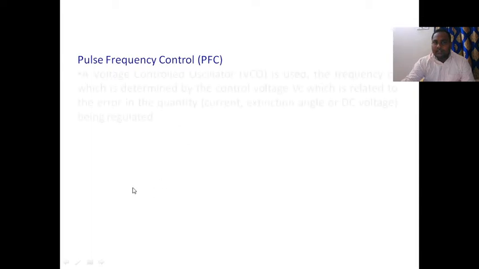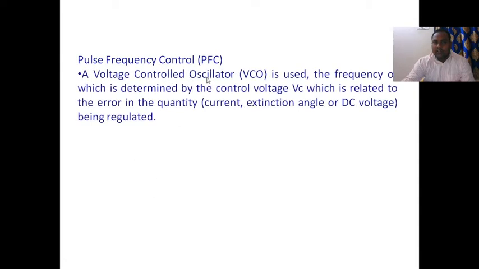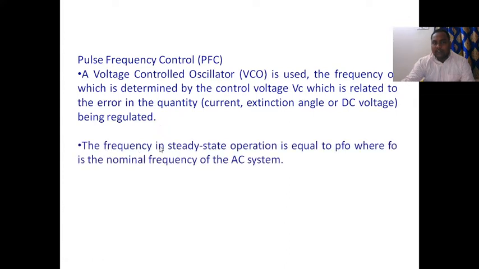Pulse frequency control, PFC. A voltage controlled oscillator, VCO, is used, the frequency of which is determined by the control voltage VC, which is related to the error in the quantity being regulated, that is current, extinction angle or DC voltage. The frequency in steady state operation is equal to pf naught, where f naught is the nominal frequency of the AC system.